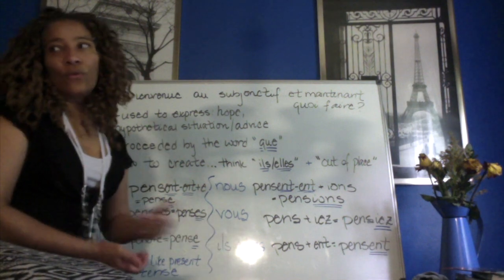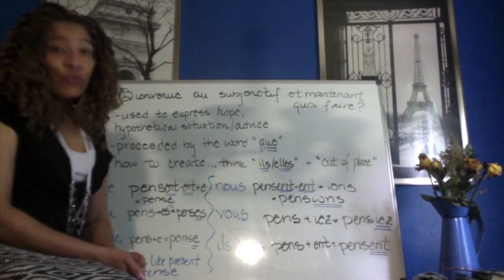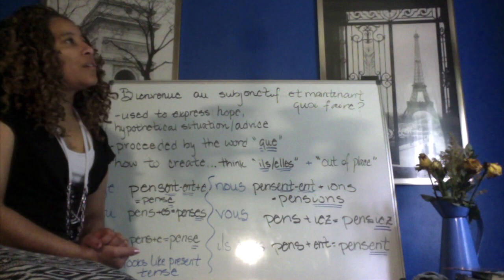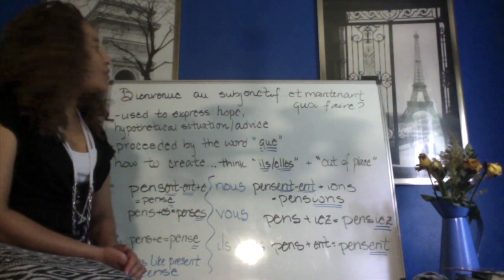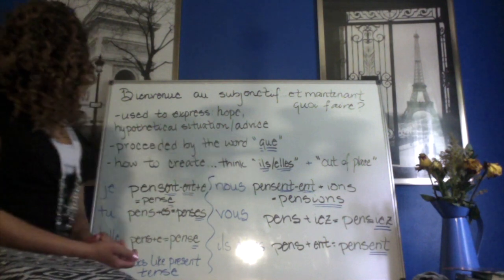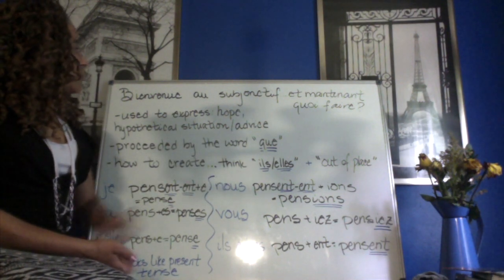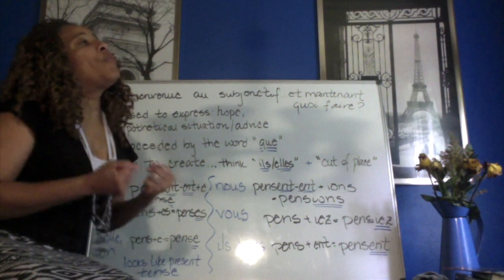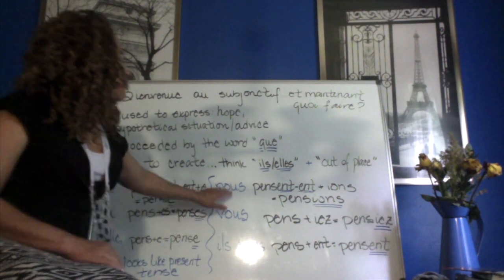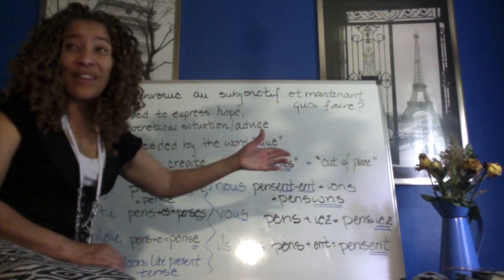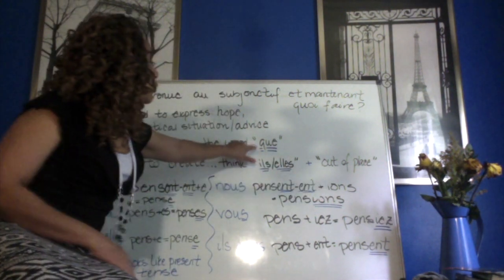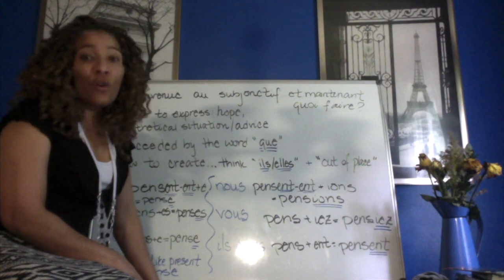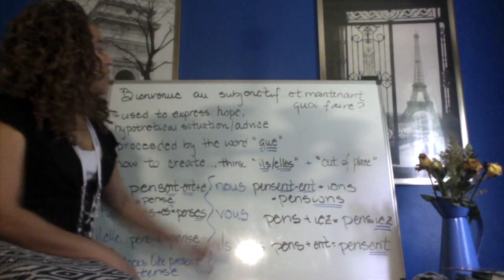So if I were to give you a sentence, for example, je pense que tu dois faire tes devoirs. I'm giving you advice. I think that you need to do your work. If I want to say we hope that we'll be able to go outside soon: Nous espérions, espérer is the verb. Nous espérions que nous allons dehors demain. And so that's how we create that.